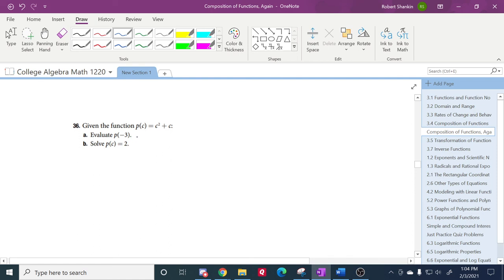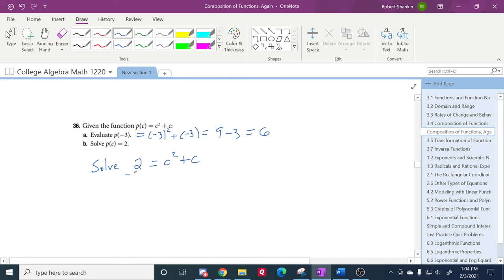Alright, p of negative 3 is negative 3 squared plus negative 3, which is 9 minus 3, which is 6. To solve p of c is equal to 2 does not mean c is 2. It means this 2 goes and replaces p of c. So it really means solve 2 equals c squared plus c. This and p of c are interchangeable, so when I saw the p of c up here, I replaced it with 2.